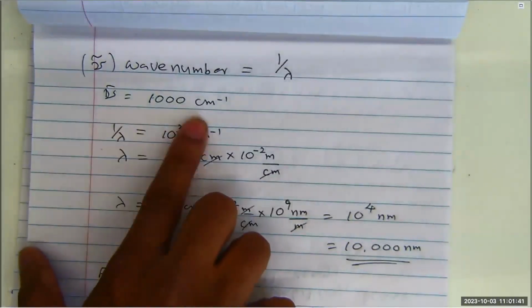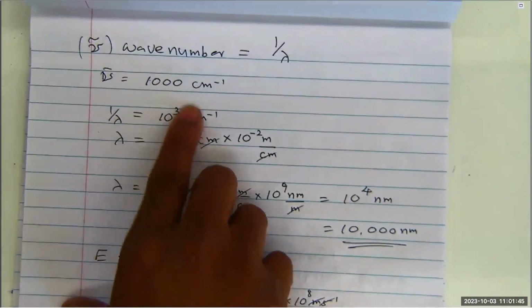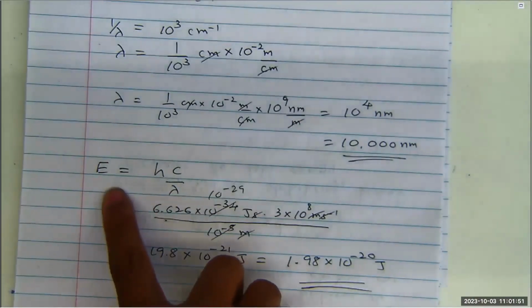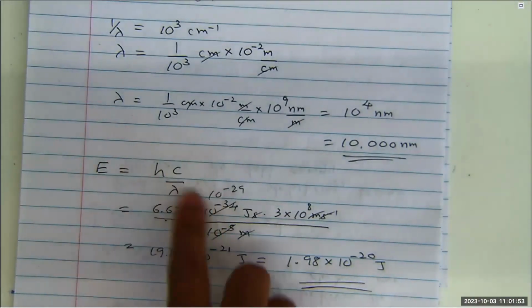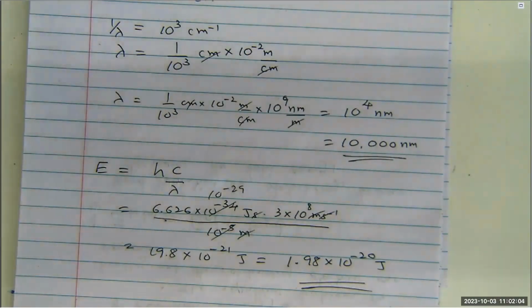So we are given the wave number for the CO stretching frequency, which is 1000 per centimeter. With that, we converted it to meters, which is going to be 10 to the power of minus 5 meters. Then we plug that number into this equation to get the energy of that transition, or the energy of that photon, which is 1.98 times 10 to the power of minus 20 joules. This is what we did last Thursday.